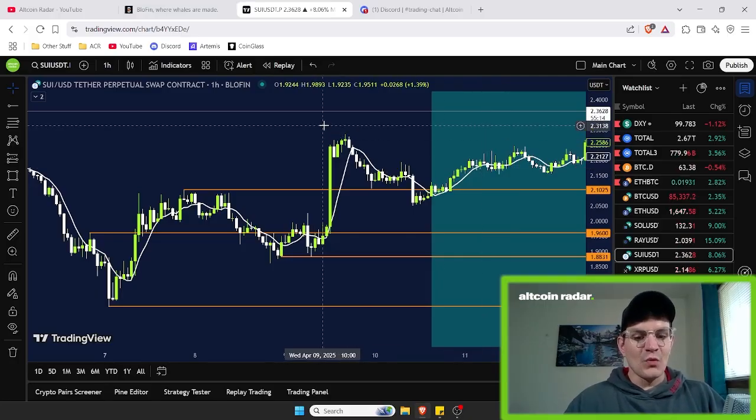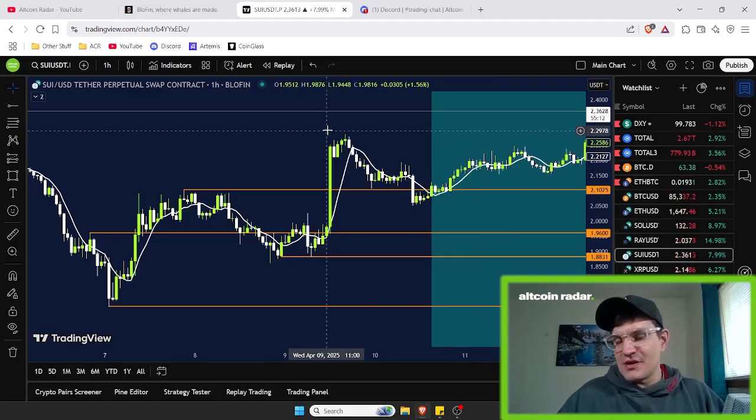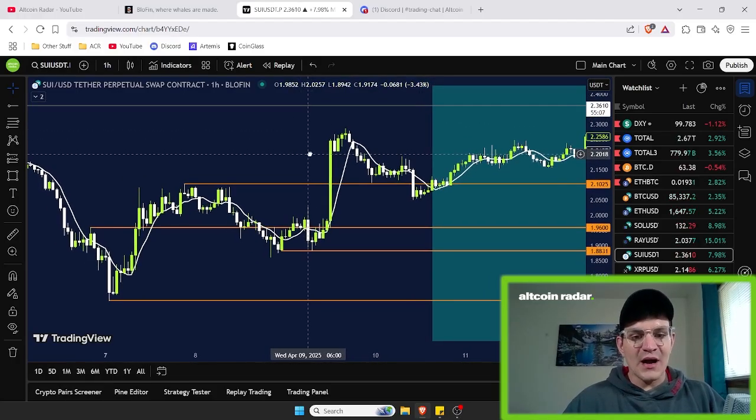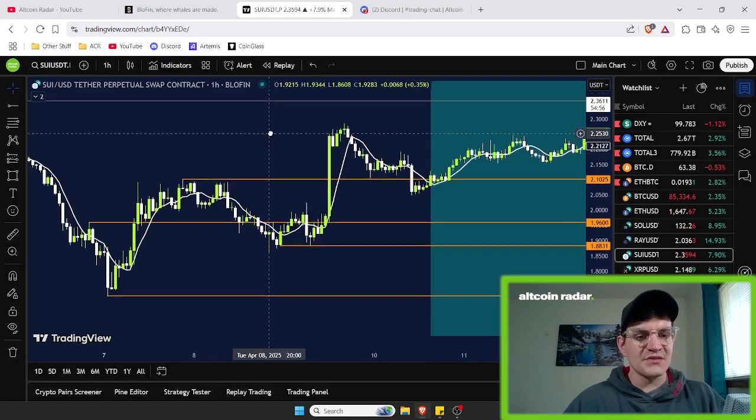So what we're going to do here is I'm going to show you exactly how I do this and how I interpret when to buy and when to sell and all that good stuff, okay? And it's all going to come down to the 7-period SMA and where price action is in relation to these local support and resistance levels as well.